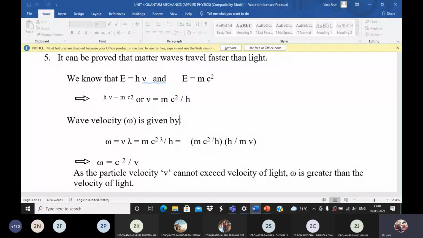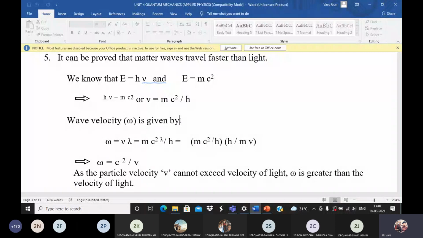So already in the previous class, we discussed that matter waves travel faster than light. How does this formula explain that? Observe the formula: omega is equal to c squared by v. Here v is the particle velocity. But generally, no particle will exceed the speed of light. Particles are different and matter waves are different. We learned that matter waves can travel faster than light.